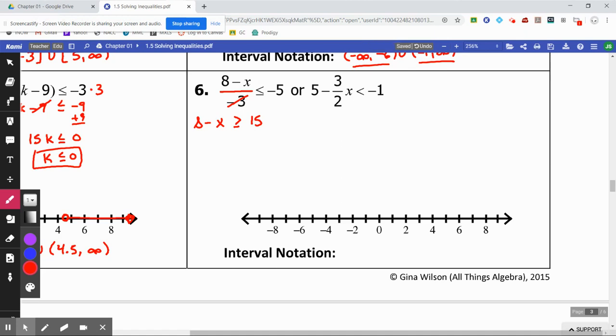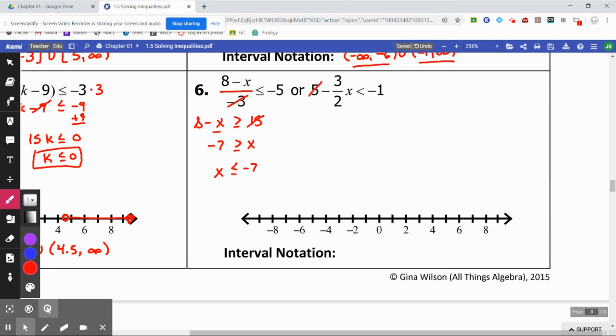Now you have your shortcut option here. Since this is a minus x, what I would do is move it to the other side to change it to a positive x. But if you're going to do that, let's move 15 by subtracting 15. 8 minus 15 is a negative 7. But in order to get that x written first, you will have to flip-flop it around. The alligator is opening towards the negative 7, so make sure it continues opening towards negative 7.